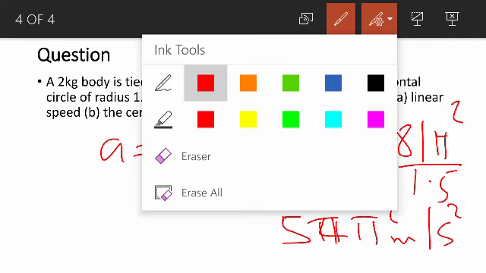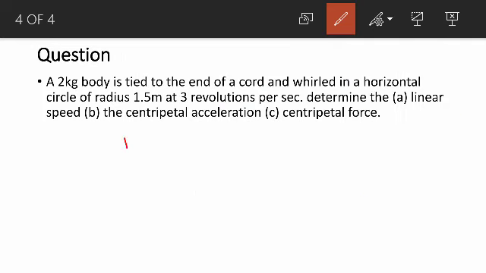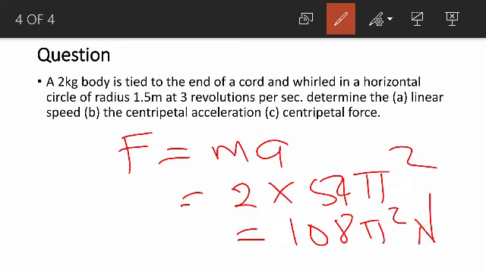Now for the centripetal force, we can say that centripetal force F is equal to mass times centripetal acceleration. The mass is 2, the acceleration is 54 pi squared. That is going to give us 108 pi squared newtons. You can as well substitute the value of pi, which is 3.14, and get a final answer there.